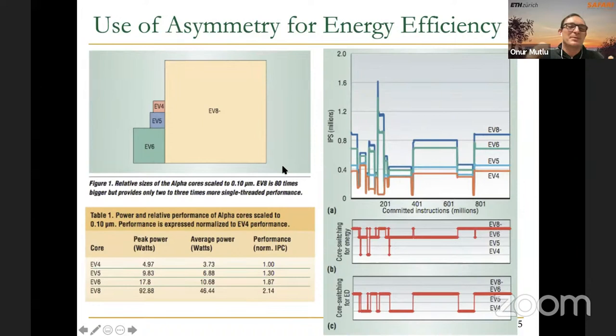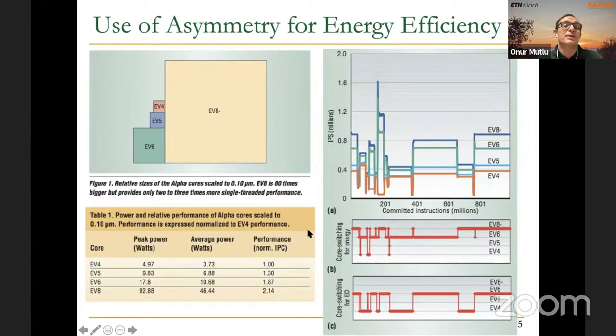They don't discuss those issues that much in this paper, but you can monitor the performance you're getting. This is the performance of an application when it executed on EV4, for example, when executed on EV5, EV6, EV8. So clearly EV8 is highest performance, especially on some phases, but in some phases they're very similar, as you can see. And then you can basically create a switching mechanism.